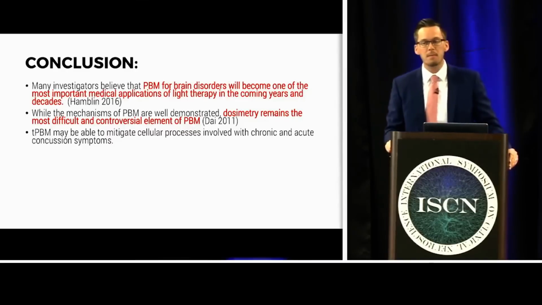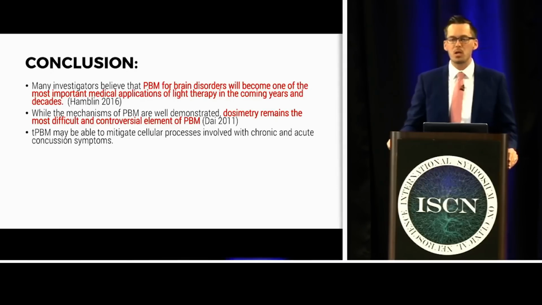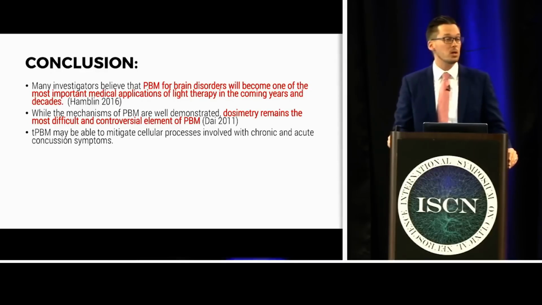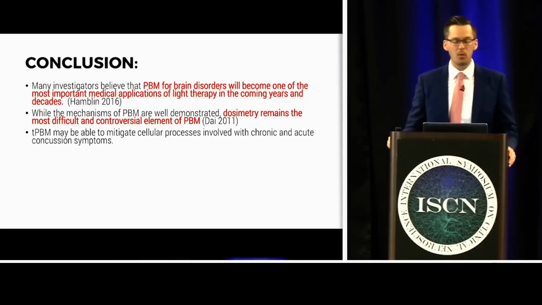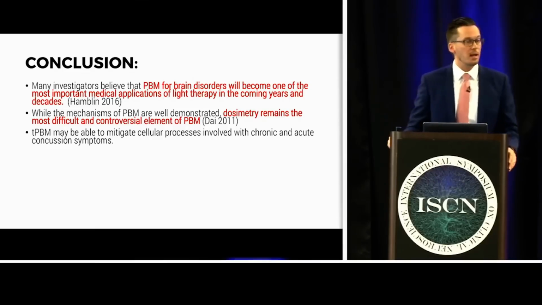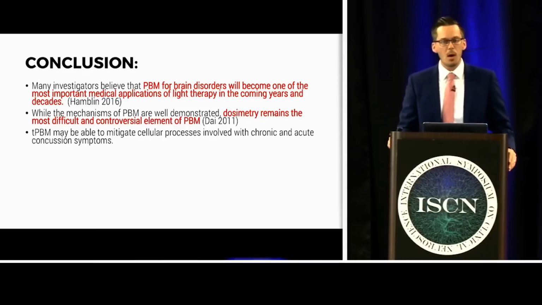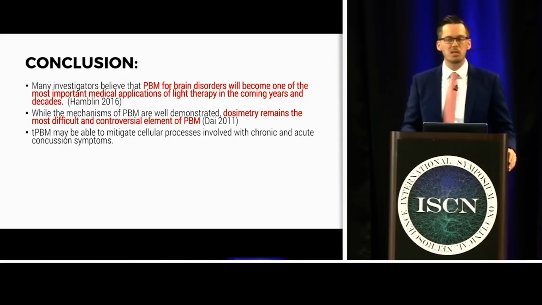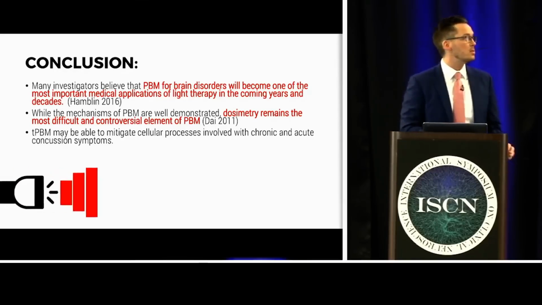So in conclusion, photobiomodulation for brain disorders will become one of the most important medical applications in light therapy in the coming years, looking at the brain's influence on light. Dosimetry remains the most difficult and controversial element of photobiomodulation. However, transcranial photobiomodulation may be able to mitigate cellular processes involved with chronic and acute concussion symptoms.